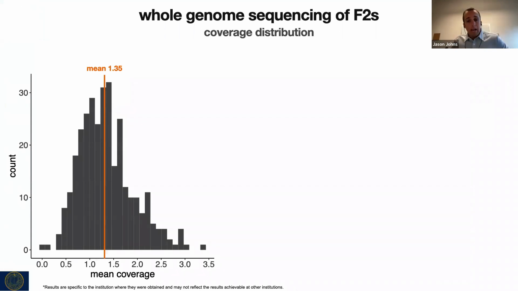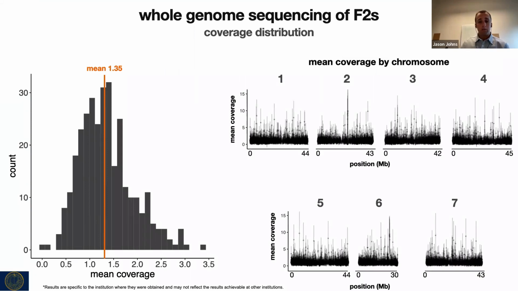That said, we averaged a bit more coverage than what we aimed for, with a relatively normal distribution around the mean of about 1.3, 1.4x coverage. And then when we look at individual chromosomes, coverage also varied pretty widely across loci, with a lot of variance also across individuals represented by these error bars here. But all said, and as you'll see, this turned out to be plenty of coverage to make a pretty high density genetic map.